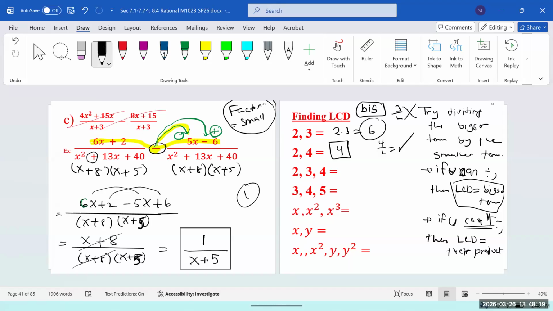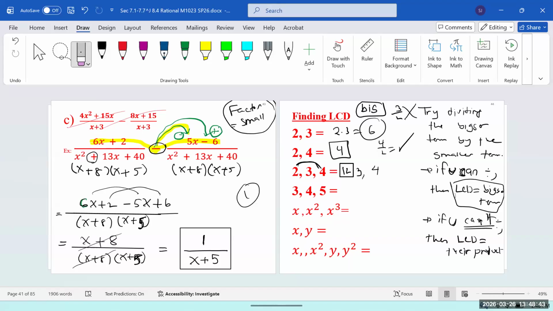And how about if you combine 2, 3, and 4? So you look at the even ones first. Can you divide 4 by 2? Yes, so the answer is 4. And then if you compare 3 and 4, can you divide 4 by 3? No, so you just multiply them. What is 3 times 4? 12.